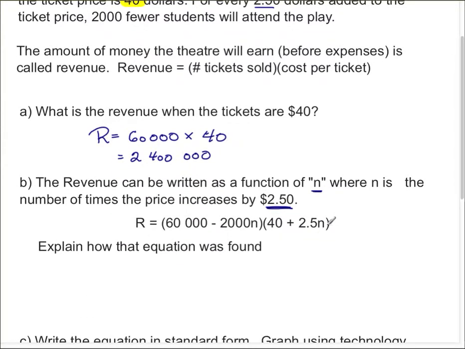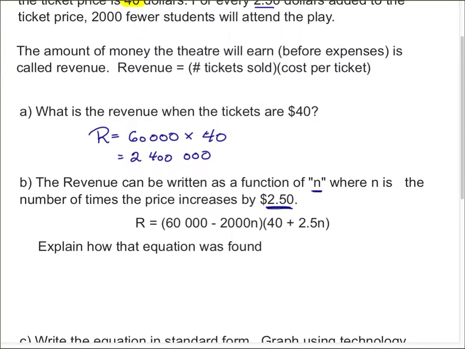So this says that if I increase the price by $2.50 one time, then my price is now $42.50. So I just have to add those two because 2.5 times 1. But what if n is 2? If n is 2, now this becomes $5 and it's $45. Now I wouldn't be writing this because I'm just making a point here.